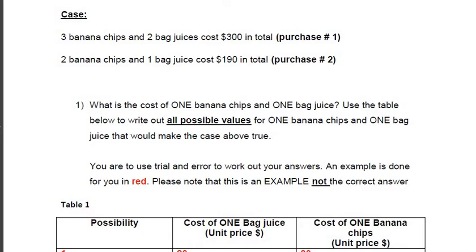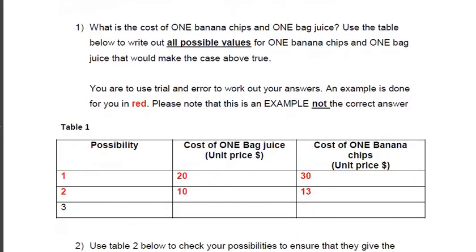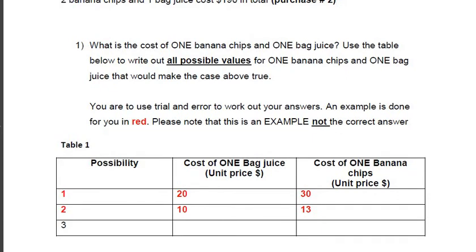So if you go to the tuck shop and you buy 3 banana chips and 2 bag juice, it's $300, and somebody else comes and buys 2 banana chips and 1 bag juice and it costs $190. How much does one of the banana chips and one of the bag juice cost? Now, table 1 asks you to write out all the possibilities that you think. You're going to use guesswork.